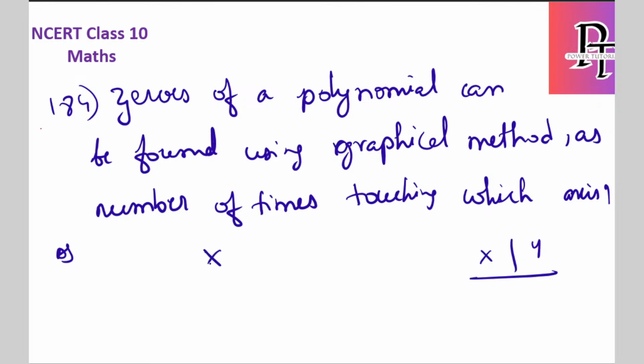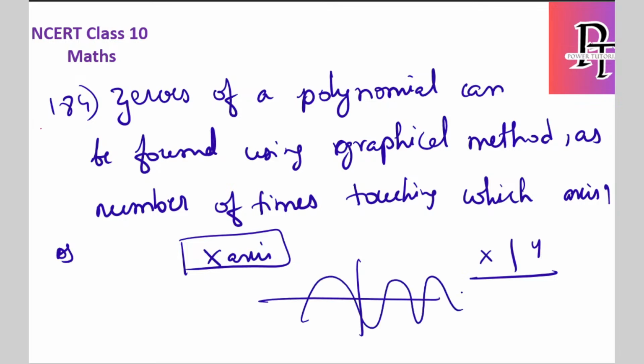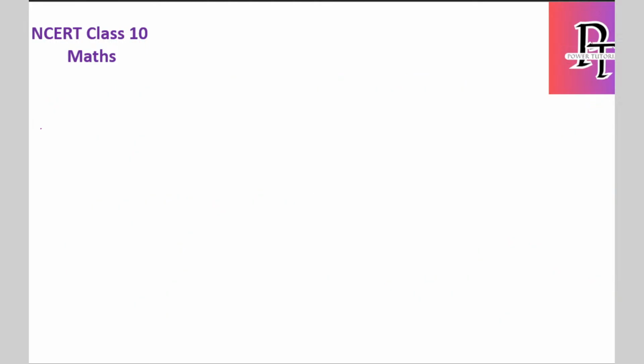The answer is the x-axis. For example, if I say this is a graph of a polynomial, how many times is it touching the x-axis? Here you can see 1, 2, 3, 4, 5 and 6. So the answer is 6. So 6 zeros are present for this polynomial. In the same way, suppose I have another graph like this. How many zeros are present for this polynomial? The answer is only 1, because it is touching the x-axis at only 1 point. Okay, let's see the next question.